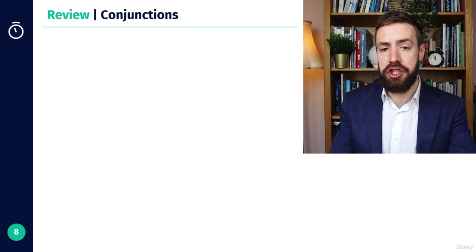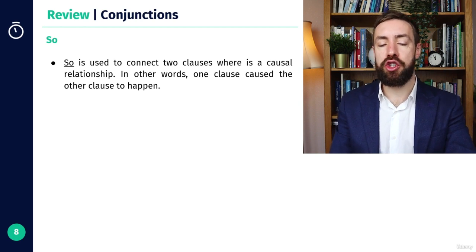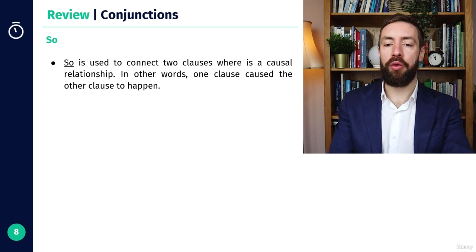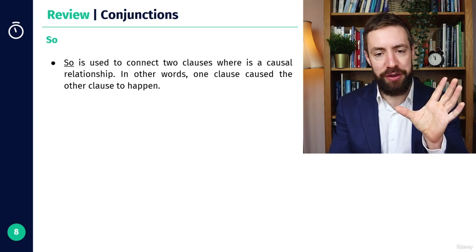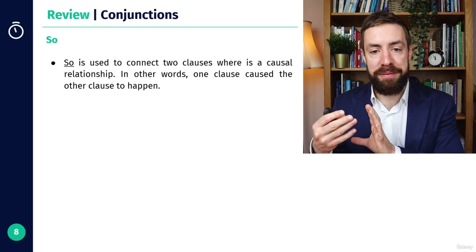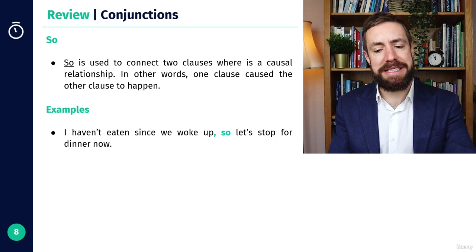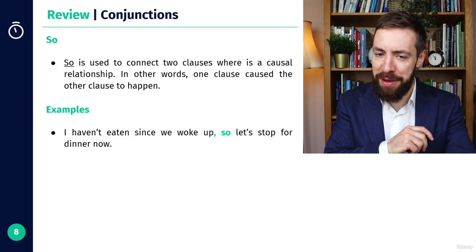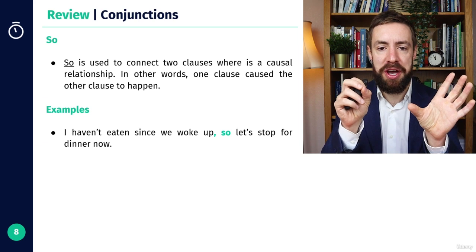And the final conjunction to review is "so". So let's take a look. "So" is used to connect two clauses, two parts of the sentence, where there is a causal relationship. That's a fancy way of saying that one of the clauses or parts of the sentence is the cause of the other one. It makes the other one happen. So, example: "I haven't eaten since we woke up, so let's stop for dinner now." And notice the comma there as well. So the two clauses, comma and "so".